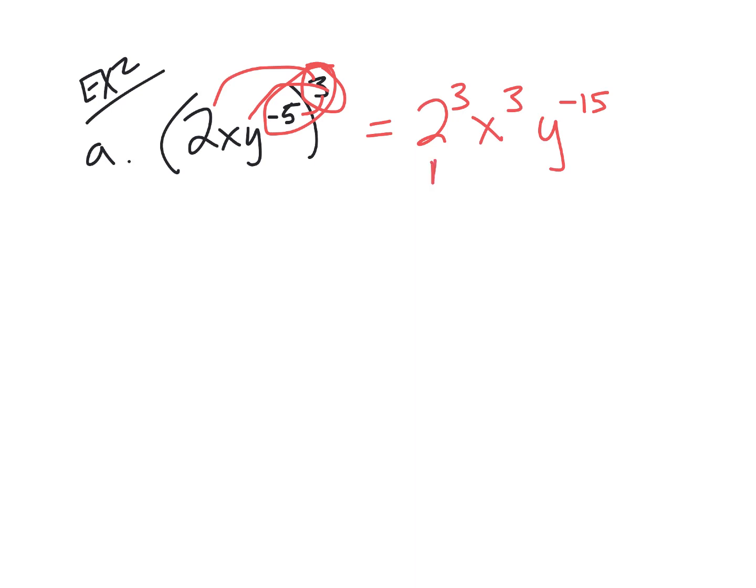We can solve this 2 to the power of 3, right? 2 to the power of 3 is what? 8. 2 times 2 is 4, times 2 is 8. Okay, x to the 3 is simplified. Now, what about this y? It's got a negative, so what am I going to do with that?